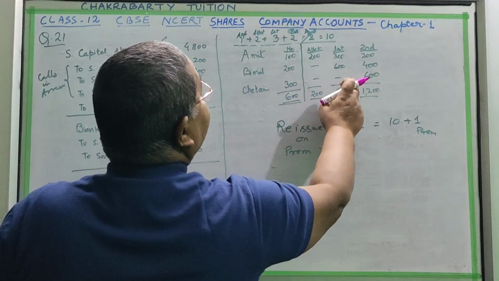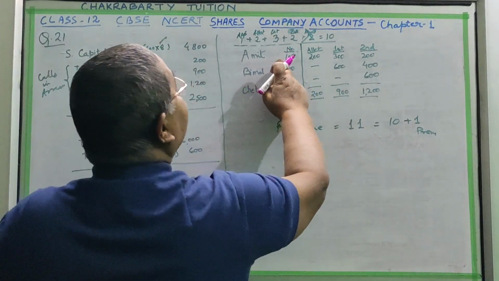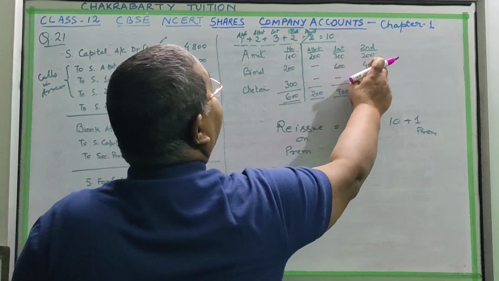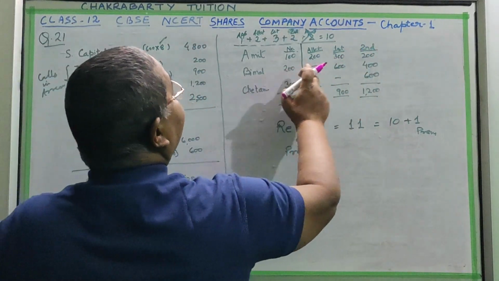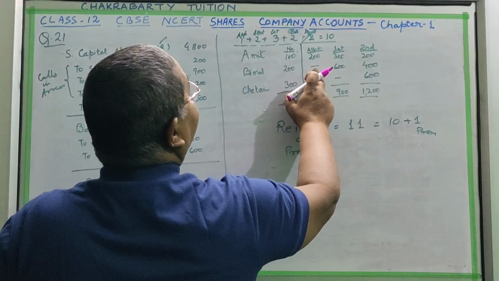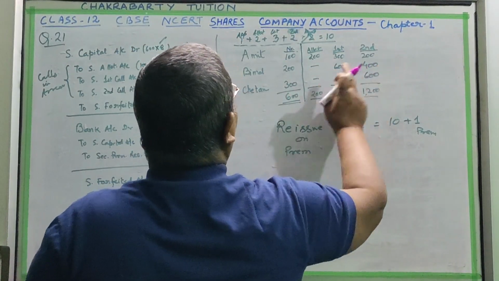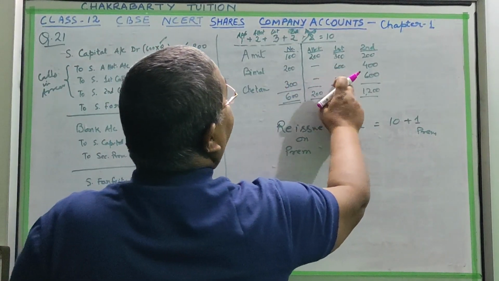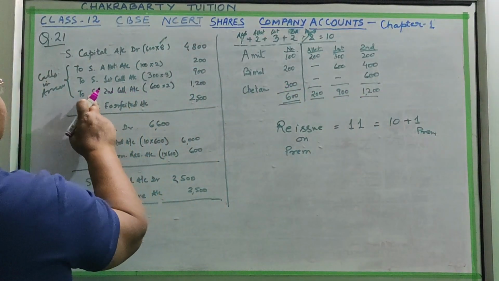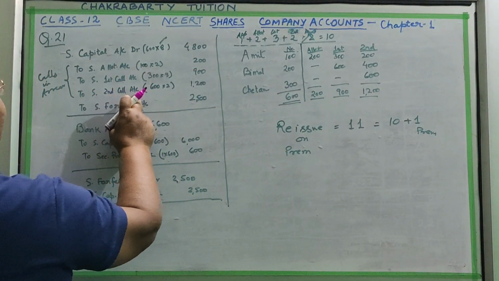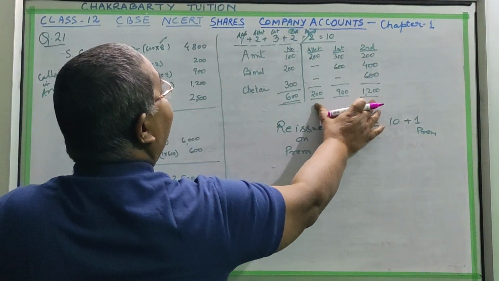Now, Chetan's case: Amit has paid only application money. It means allotment not paid, first not paid, and second also not paid. So Amit has not paid 200 rupees. Bimal has paid application and allotment, so he has not paid the first call and the second call. And Chetan has paid all the calls except the second. So 300 into 2 and 4 up to 6, the second call account will be 1,200. These are unpaid amounts.